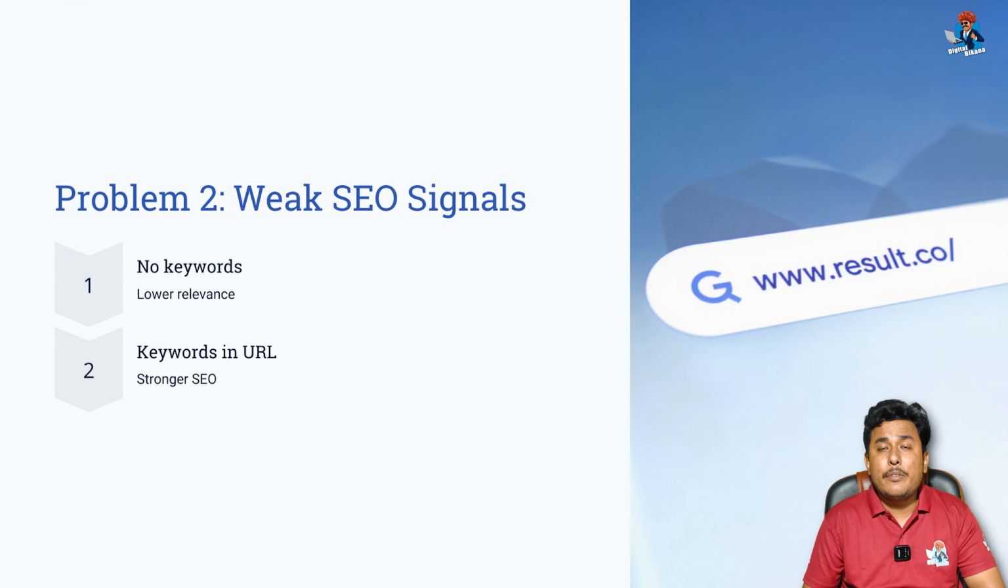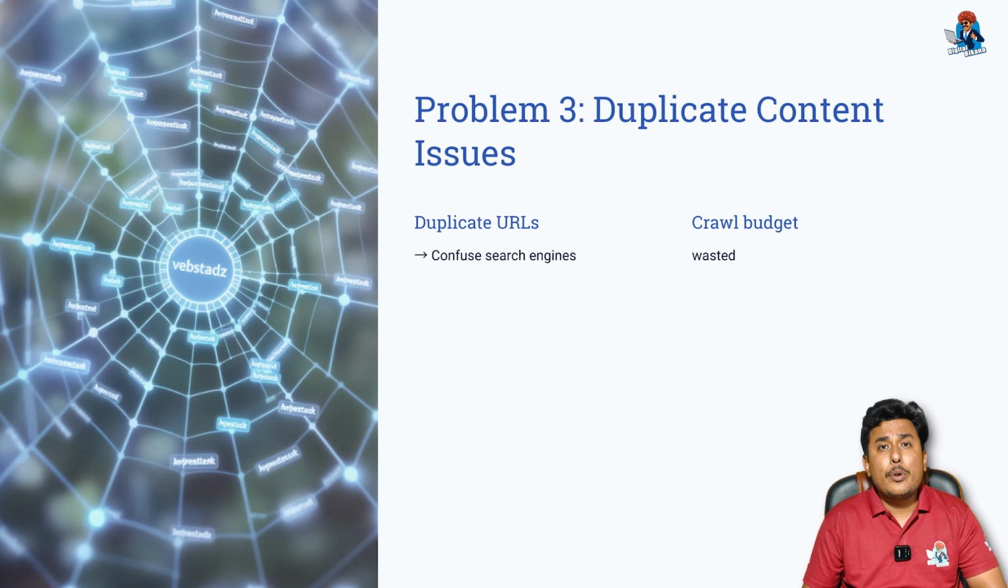Search engines use keywords in URLs as a ranking factor. Dynamic URLs usually lack relevant keywords, making them less SEO-friendly. Dynamic URLs can create multiple variations of the same page, leading to duplicate content problems and wasted crawl budget.